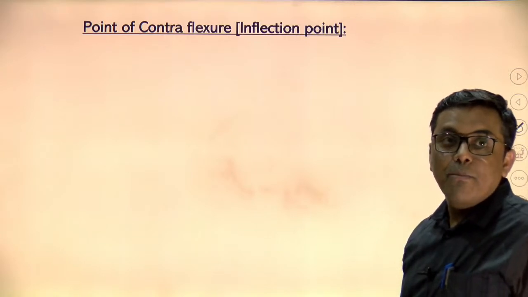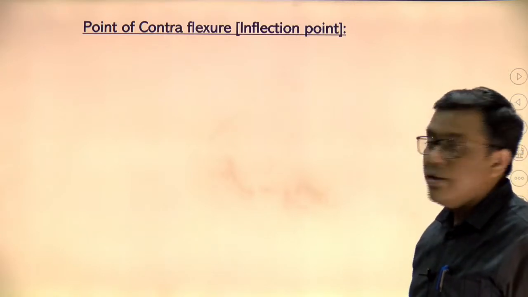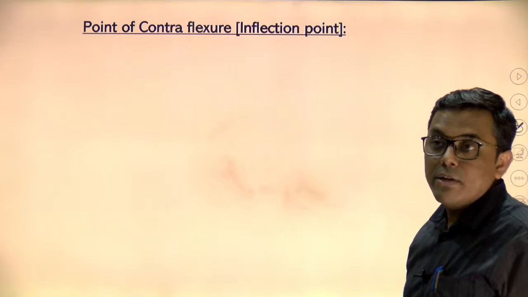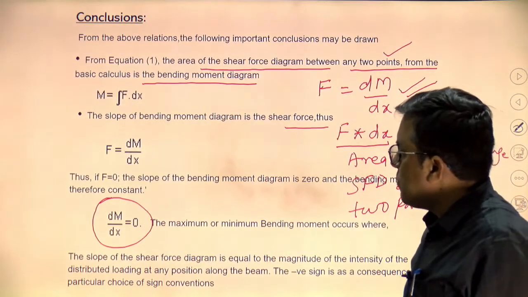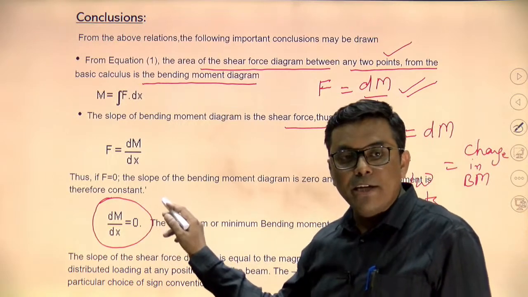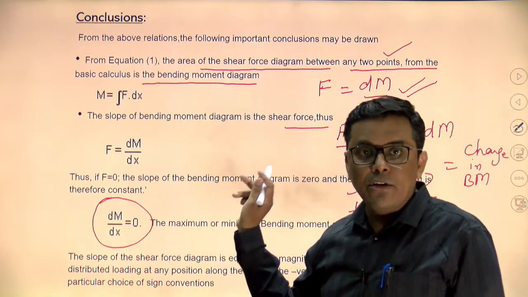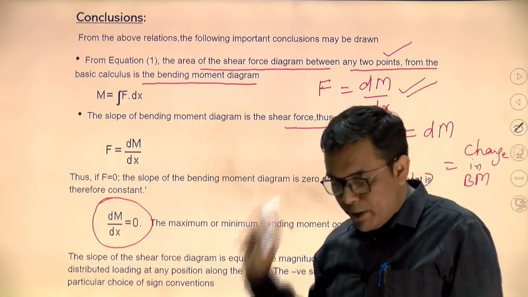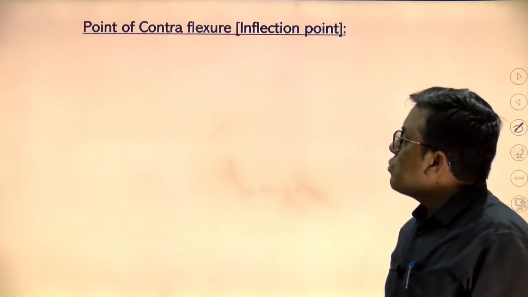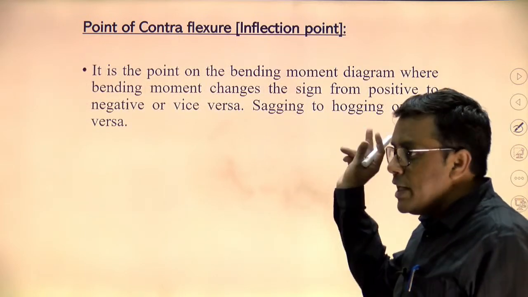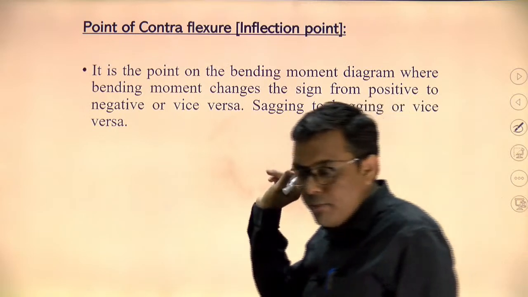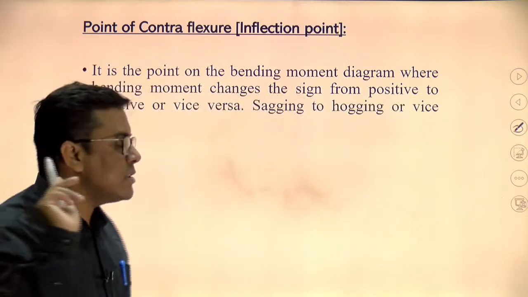Another thing, the point of contraflexure and point of inflection. What is it? Now we have defined the point where shear force is 0. That point is the maximum or minimum bending moment at that particular point. Bending moment can also be 0. So the point where bending moment is changing its direction.